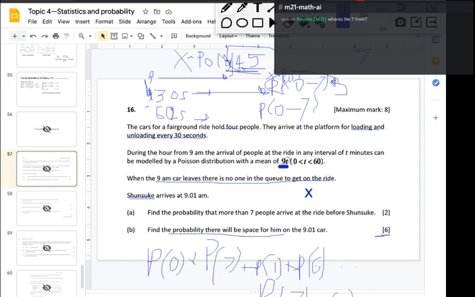So the car holds 4 people, and it goes every 30 seconds, right? So for each car you have 4. So you have to add up all these probabilities, and that would be 2 times probability of 0 times probability of 7, probability of 1 times probability of 6, probability of 2 times probability of 5, and probability of 3 times probability of 4. You can just condense it and multiply by 2 because it's the same reverse kind of thing going on.